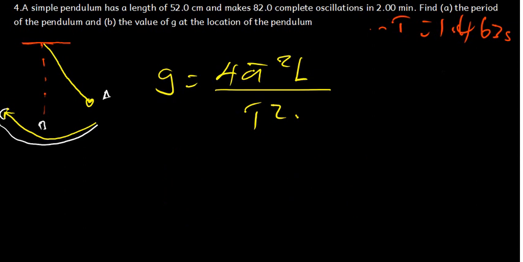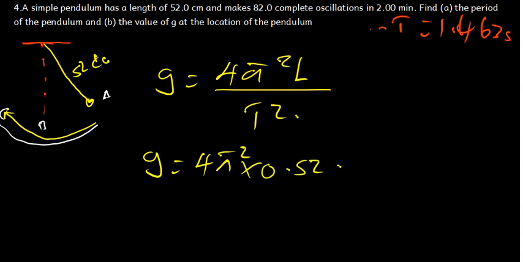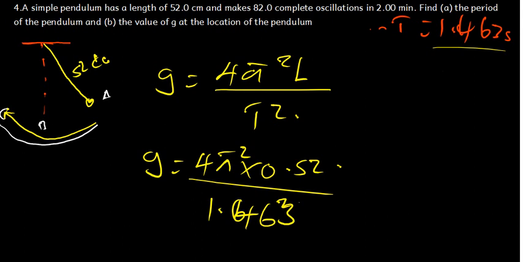So we have our g, which is 4, then pi squared. Our length, we have been told that length is 52 centimeters, so we have to convert that to 0.52 meters. Then everything divided by the period, which we have found is 1.463. Now we square it.